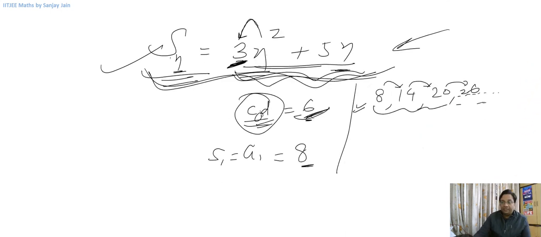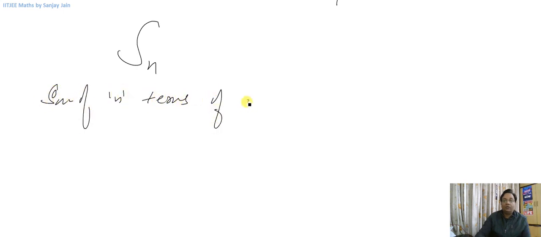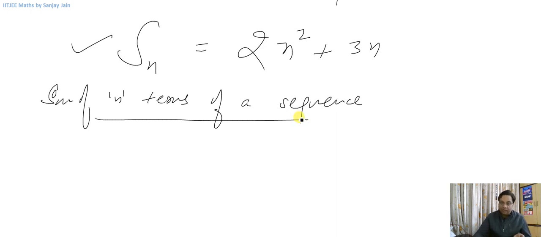What I mean is, if there is an expression like this, the sum of n terms of a sequence, Sn, is given as 2n² plus 3n, let us say. Sum of n terms of a sequence is given this. Find out whether it's an AP or not, and if it is an AP, write the first 3 terms of that AP. If, let us say, this is the question.